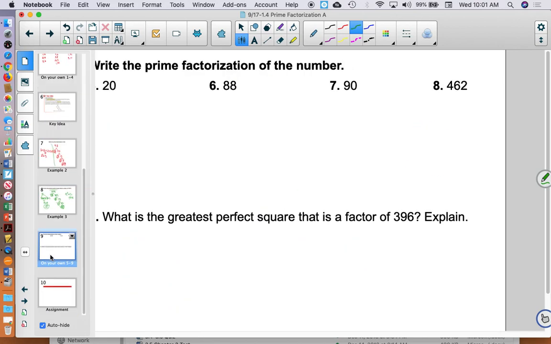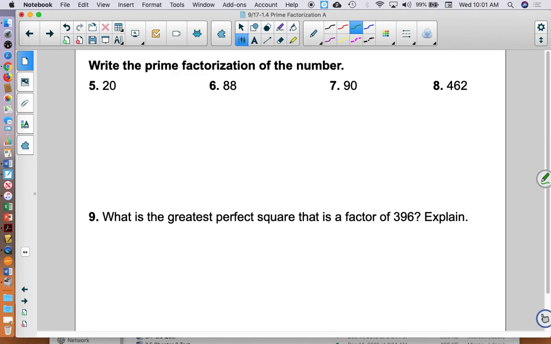Okay? I want you, on your paper, you have to write the prime factorization of 20. Everybody's doing number 5 by itself.